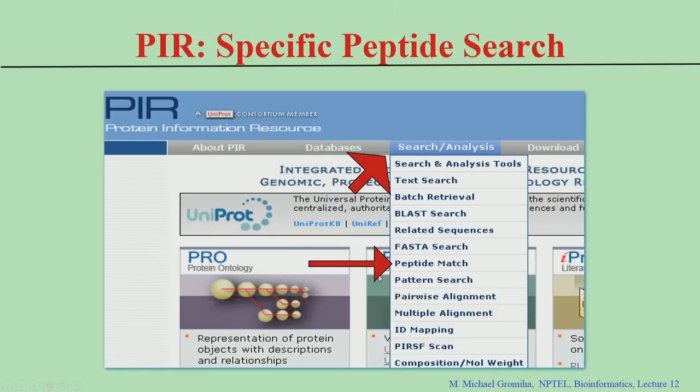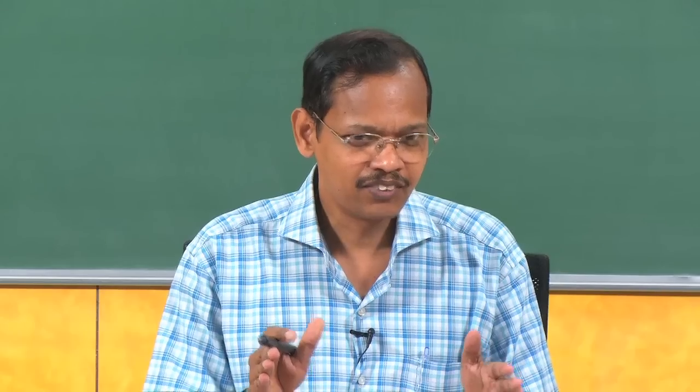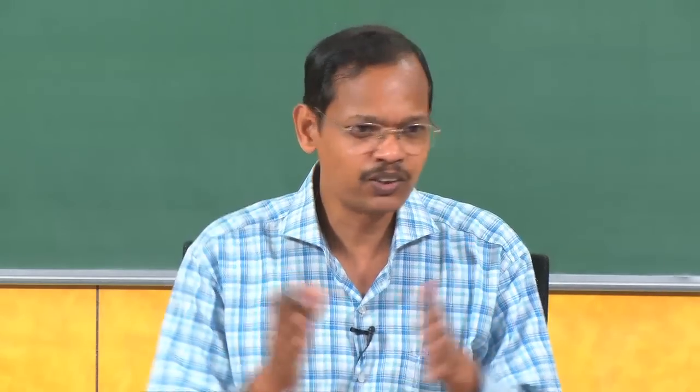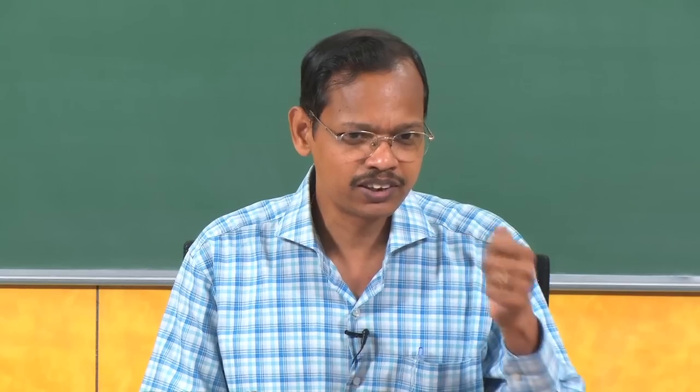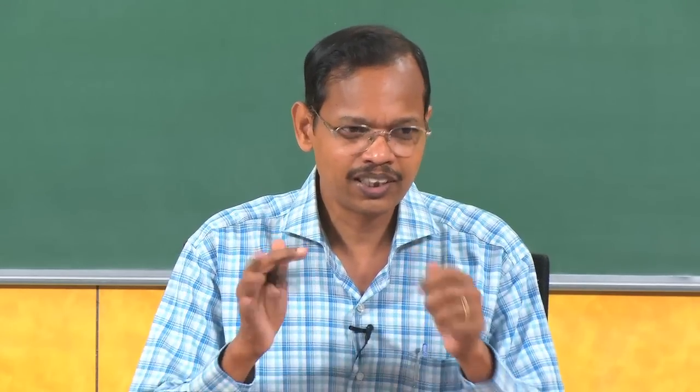So, now this PIR we can also use to get the peptide match. In the patterns and peptide, what is the difference? Peptide will be specific. Peptide means exact match. For example, some peptides tend to aggregate. So, even if you make a small change, one residue change, the character will change. In this case, you require the exact match.